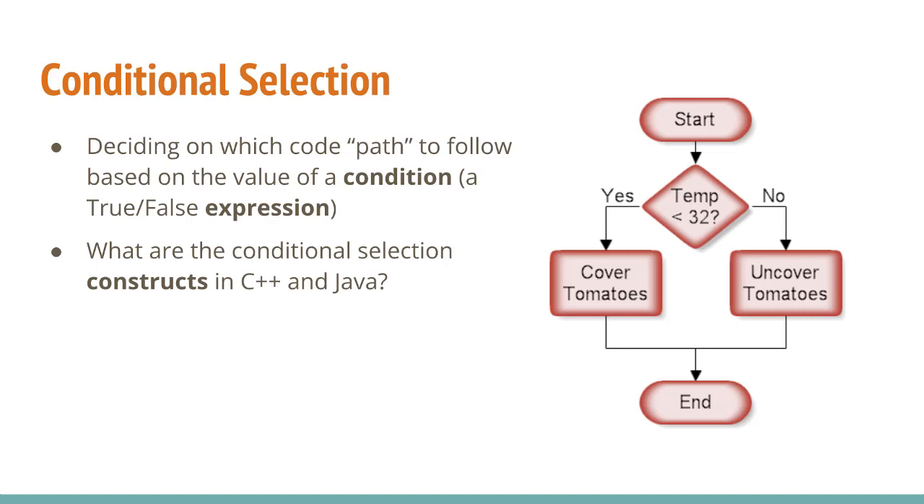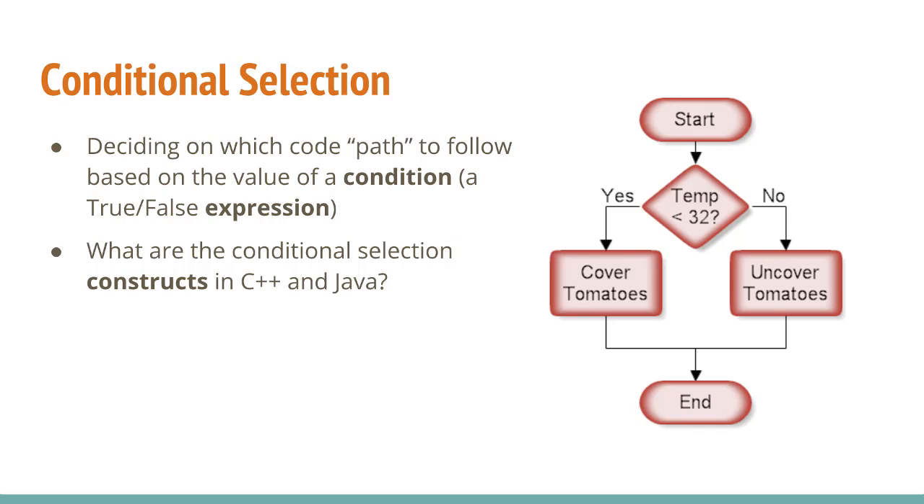The main topic this week is conditional selection. Now this is something you did in your prior course, whether it be IST 140 or CompSci 121. The idea with conditional selection is that we have code constructs which allow you to determine which path, so to speak, to follow, based on the value of a true or false expression, something we often call a condition.